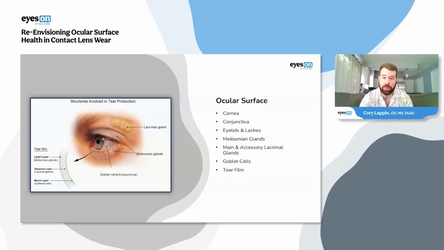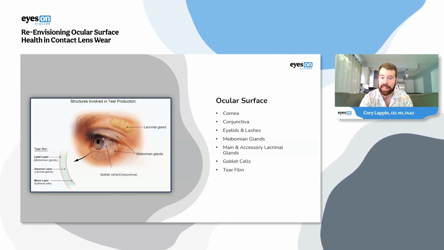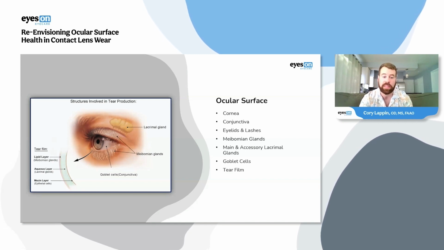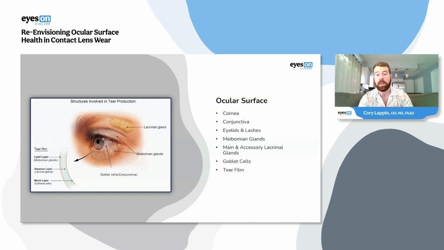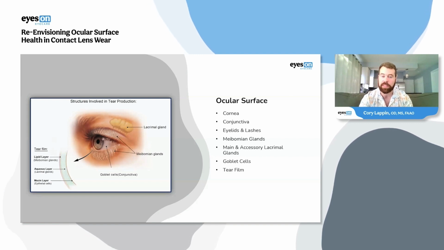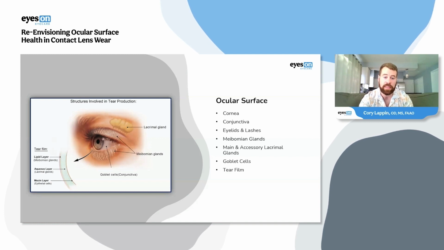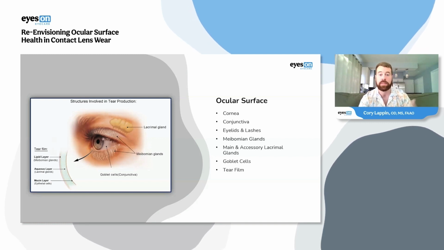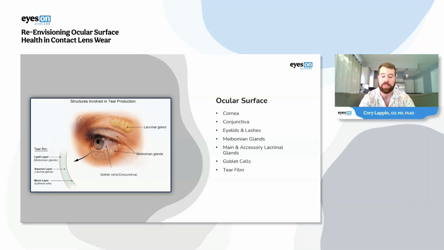But first, just a quick reminder. The ocular surface is more than just the cornea and conjunctiva. It's also the eyelids and the eyelashes, the meibomian glands, the main and accessory lacrimal glands, the goblet cells, and the tear film. So we have to keep all of these elements in mind when we're talking about homeostasis, especially in the context of contact lens wear, because remember, homeostasis is an integrated system. So this process is going to involve all of these structures.